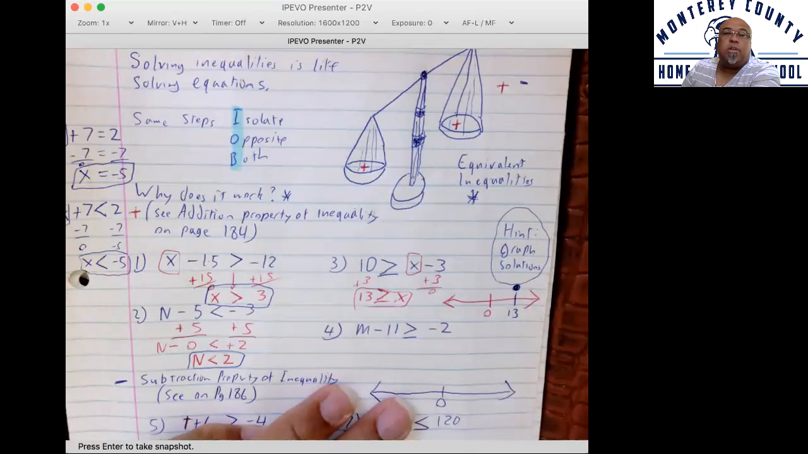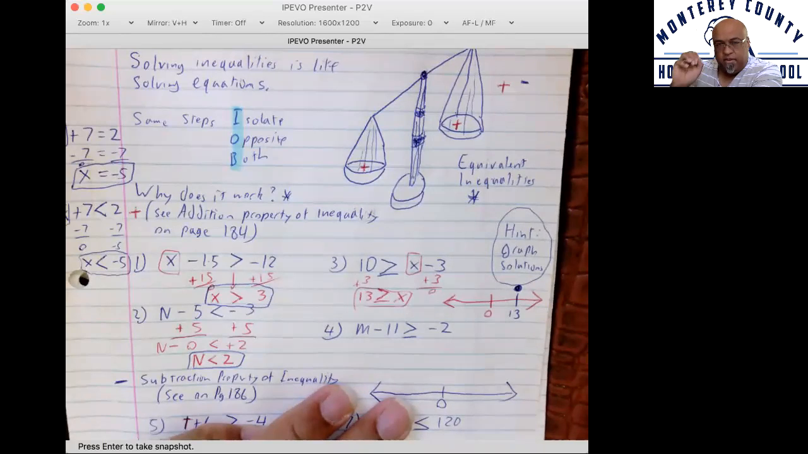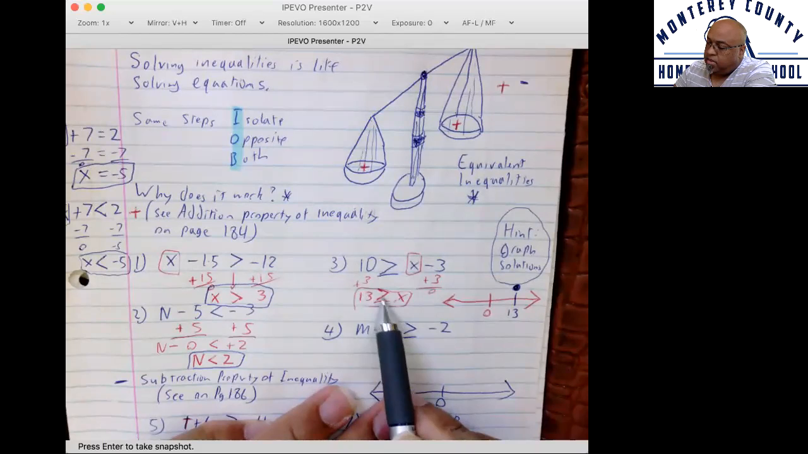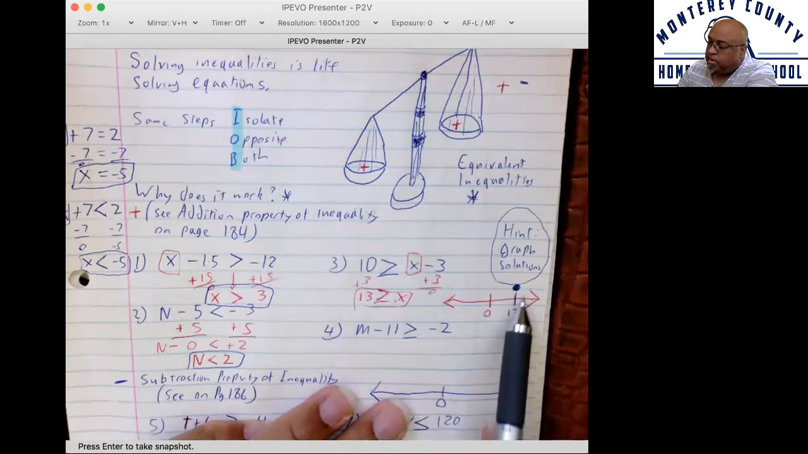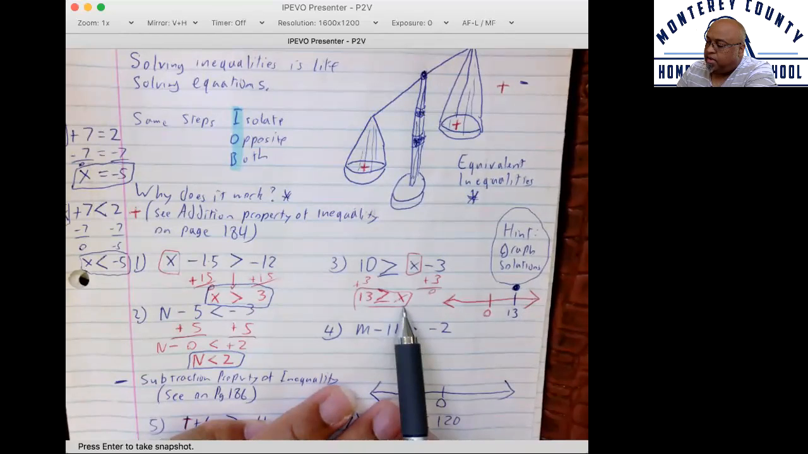So which direction does the arrow go? Hector, you're right. That is correct. See, now normally the inequality is pointing this way, so I would think I'm going to point it this way. But since my variable is on the right side, then I go the opposite way.